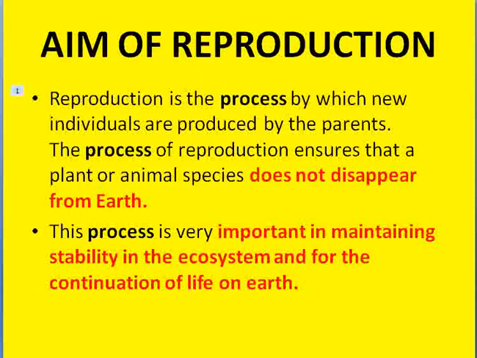Aim of reproduction. What is the objective of reproduction, or why is the reproduction process important? Because the process of reproduction ensures that a plant or an animal species does not disappear from the earth. So we say it is to continue their race, or perpetuate their race. It is an important process to maintain the stability in the ecosystem and for the continuation of life on the earth. If there is no reproduction, there is no production of new individuals or organisms. So reproduction is very, very important.